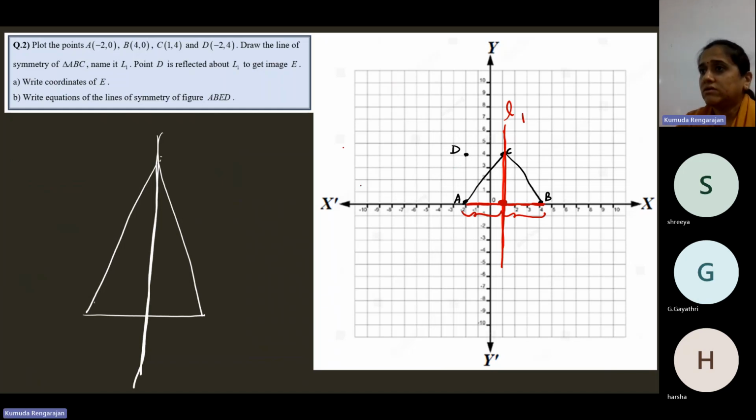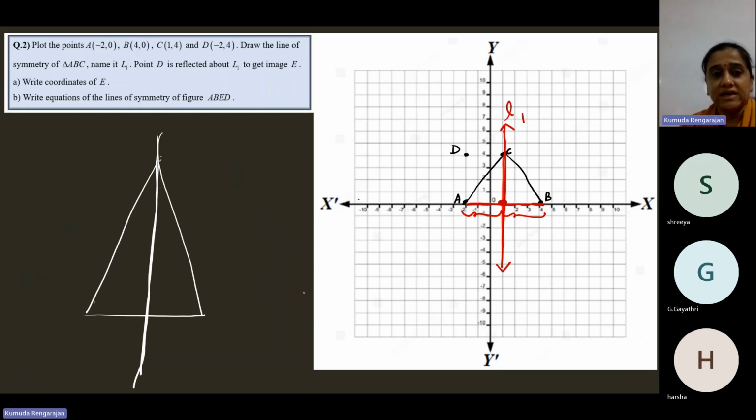So we executed the second instruction. The first instruction was to plot the points A, B, C, and D, which we did. And then draw the line of symmetry of triangle ABC, which we just finished. Name that line of symmetry l1. Done. So use arrows on either end.